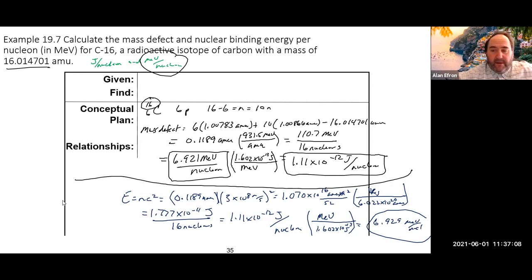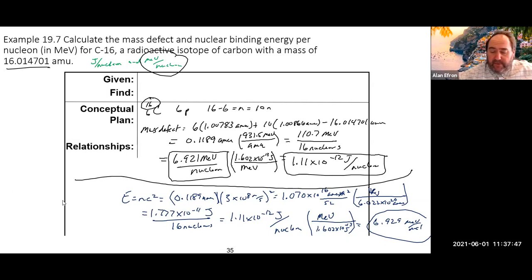They're both based on E equals mc squared. Two common units of nuclear binding energy are joules per nucleon or mega electron volts per nucleon. They both can be used as a measure of stability. The higher your number for binding energy per nucleon, the more stable that isotope is, and vice versa, the lower the number, the less stable. Any questions on those that we talked about before?